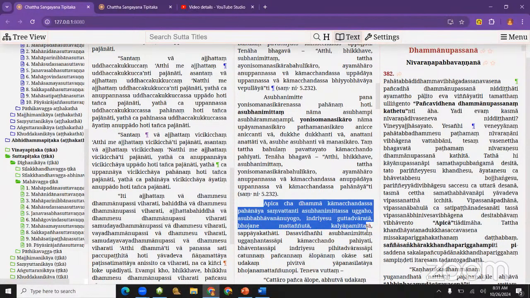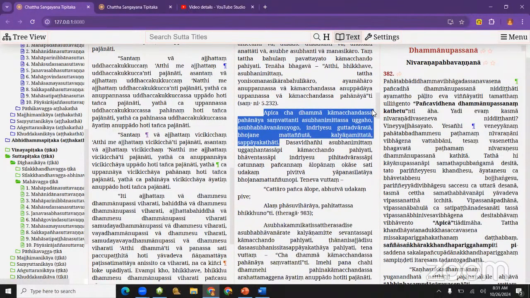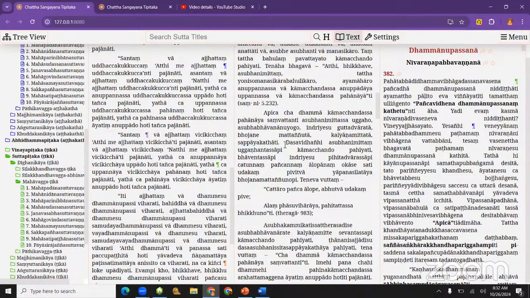And then sappaya katha. What does sappaya katha mean? Stimulating talk that actually helps the accomplishment of the asubha meditation for the meditator. So frequently, if you have a companion and talk about asubha, regarding asubha meditation, then kāmacchanda does not arise. Dasavidhampi asubha nimittam ugganhantassapi kāmacchando pahiyati. Then there is a little explanation.